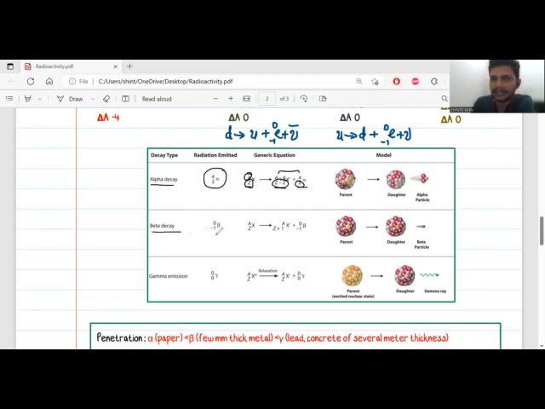If you look at beta decay, which is beta minus decay, you have a parent nuclei again, X, atomic number Z, mass number A. As I told you here, a neutron is getting converted into a proton, which means your atomic number will rise by 1 and mass number will not change.